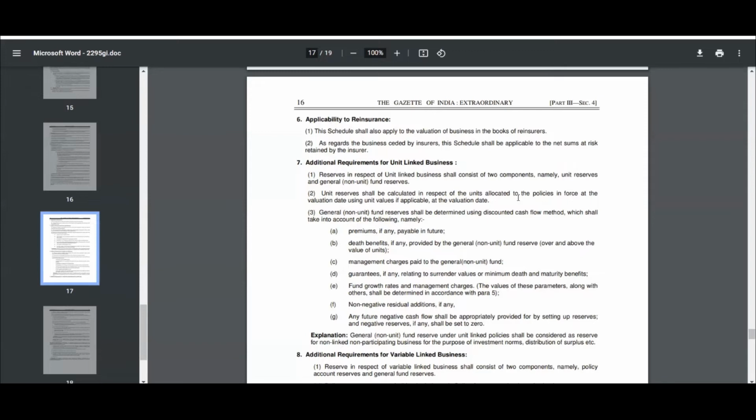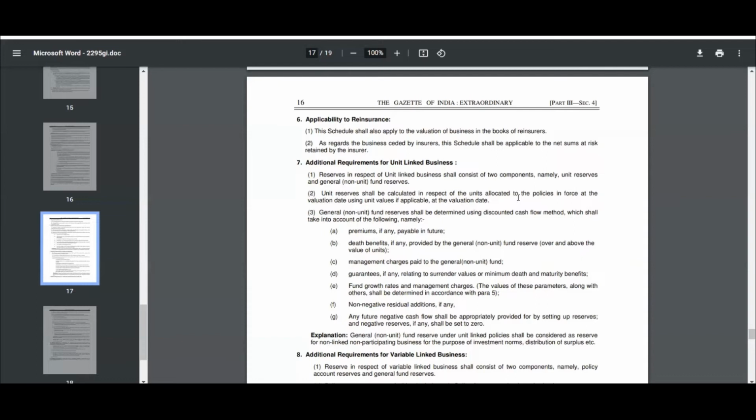And non-unit reserves will be calculated using a cash flow discounting method, involving the following cash flows: the expected premiums, any death benefit over and above the unit fund, management charges, which flow from the unit fund growth, and any guaranteed benefits such as guaranteed maturity amount or guaranteed surrender amount. So if the guaranteed amounts are more than the unit fund, then the non-unit fund has to bear that. And then there would be non-negative residual addition.